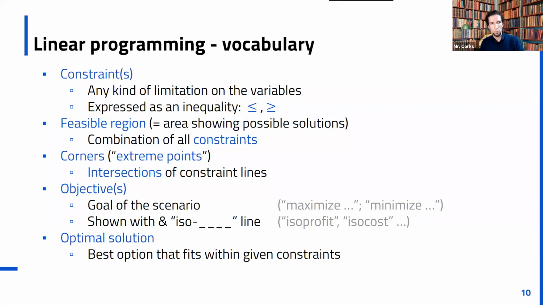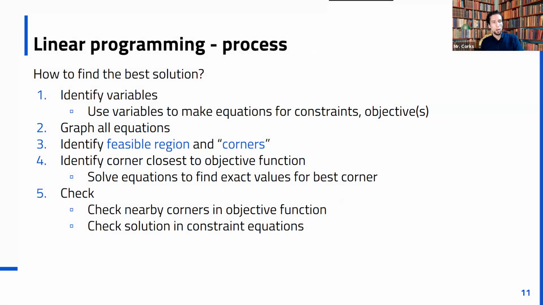So I'll throw this up quickly. Constraints are the limitations on our problem. The feasible region is the area that shows the possible solutions. We care about the corners of that feasible region. Iso-profit, iso-cost lines just show our objectives and our method here. So this part is important. We're going to use this to solve it.